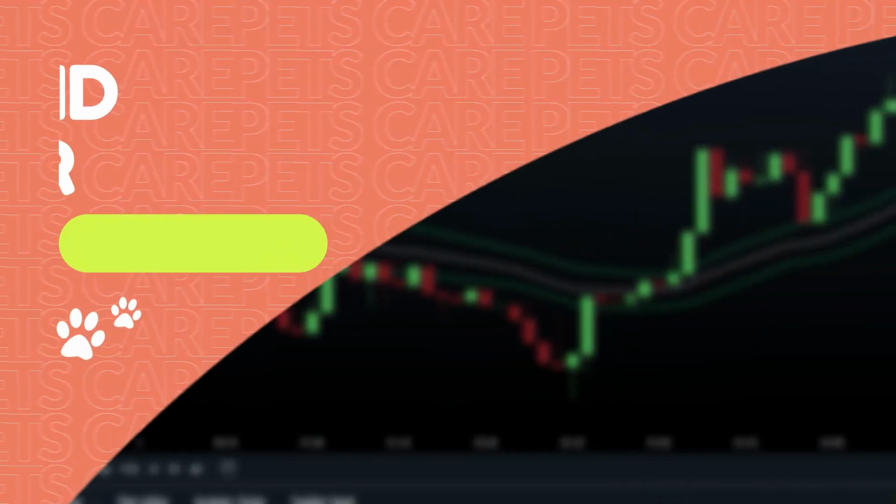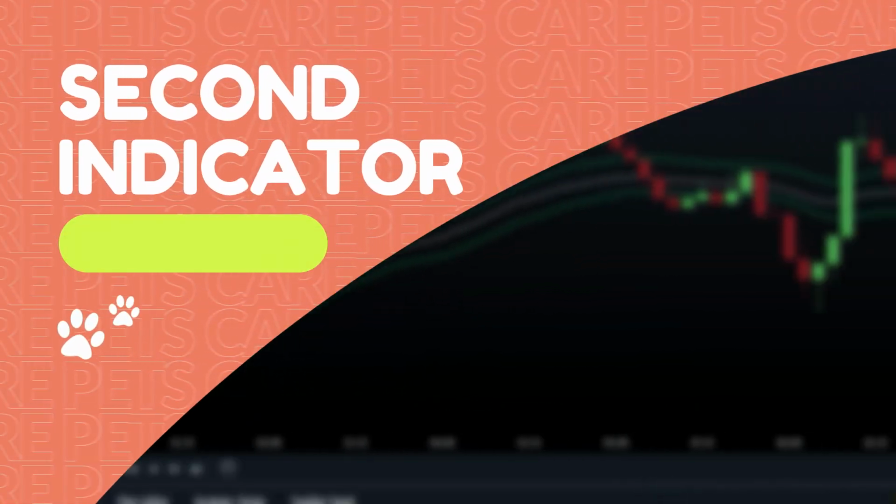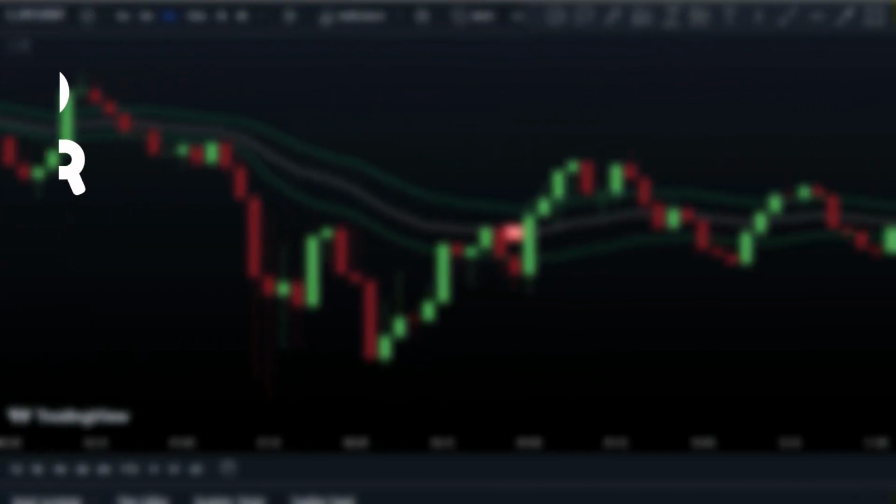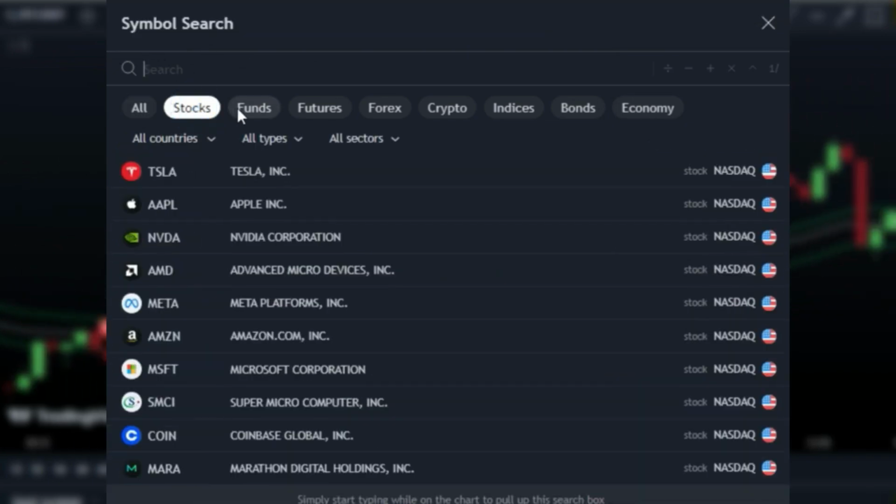Now that you're familiar with the first indicator, let's dive into enhancing your trading strategy. To boost your chances of profiting in various financial markets, we'll introduce another powerful tool.